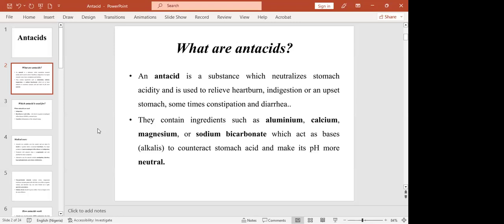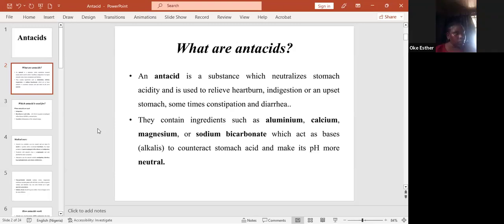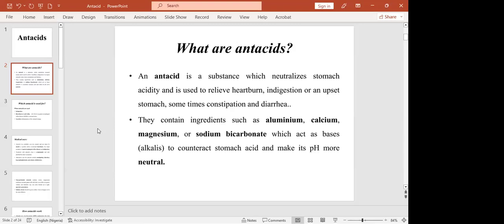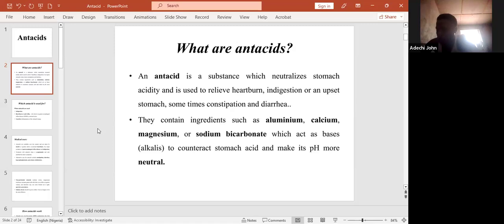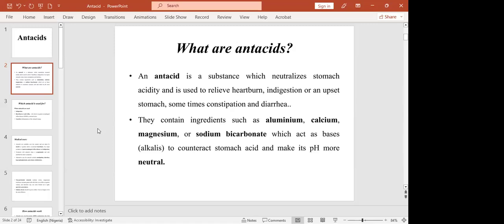So what are the constituents? If you pick up a classical antacid, what are the contents that you will find inside? Some contents you will find are aluminum, calcium, magnesium, and sodium bicarbonate, and these will act as bases. Bases are alkaline substances, or alkalis, and they will counteract stomach acid. Counteract is like negate or neutralize stomach acid, such that the pH within that person's stomach will be more neutral.